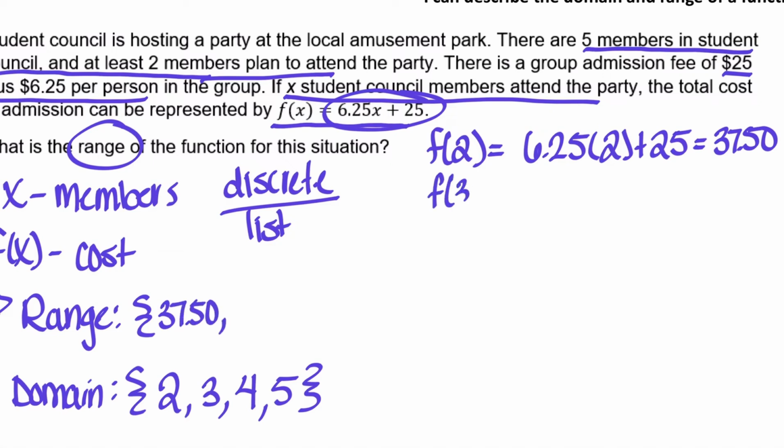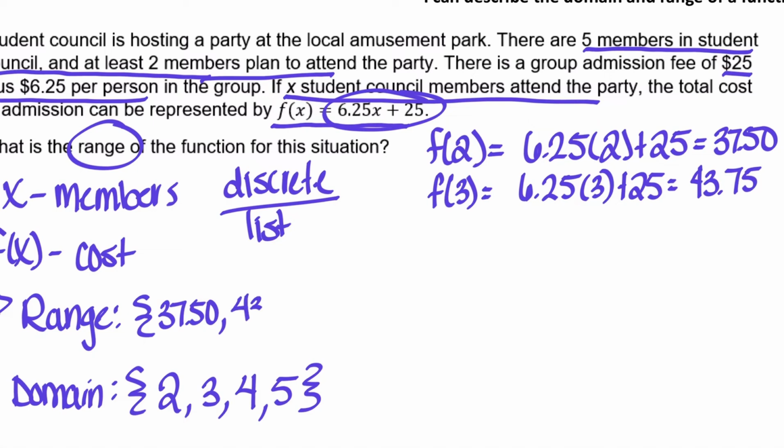Then we have f of 3. So that's $6.25 times 3 plus 25, and that will be $43.75. So that is our second value in the range.